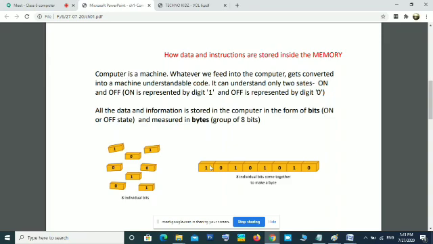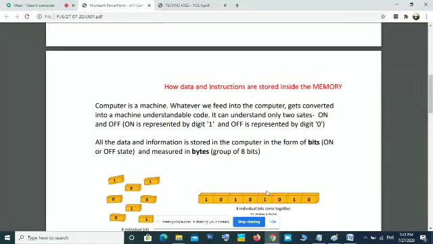Page number 6. I can see page number 6. On page number 6 you can see that picture.